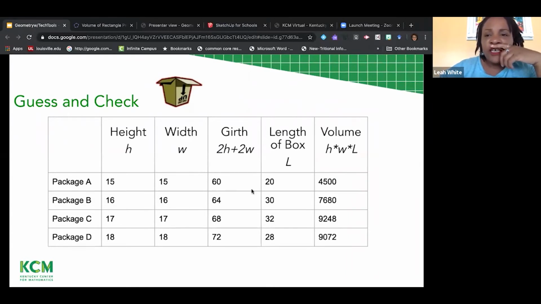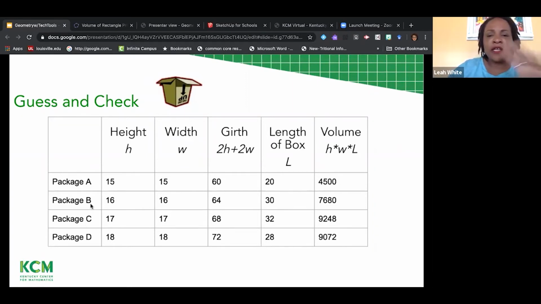If you were a student, an Algebra 2 student, you'd probably want to do some type of guessing and checking. And I kind of created a table that shows that. So I was like, okay, maybe I can pick a package that has height and width 15. And now that I know what girth is, I can calculate that distance and determine lengths and see which volume would give me the highest number.